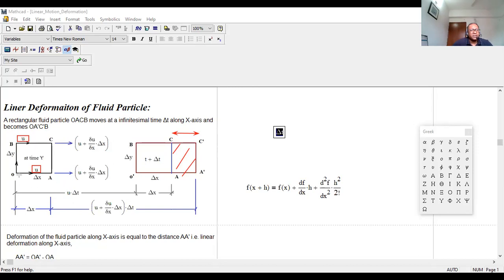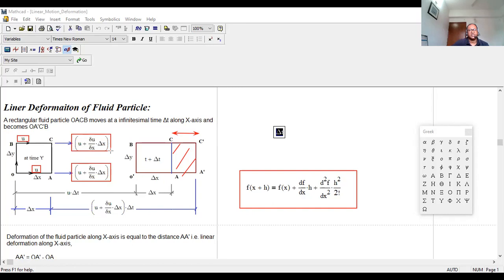So if point O velocity is u, what will be the velocity at point A? Same thing, you need to use the Taylor series. What is my delta? Delta is del x. So u plus del u by del x into del x. This is the velocity along the x-axis of point A. Similarly, the velocity of point C along the x-axis.